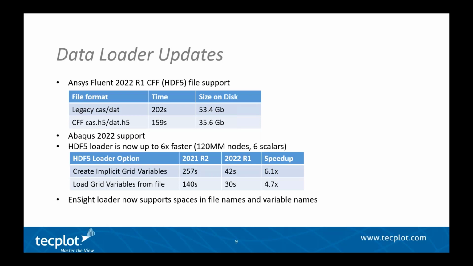We saw that speed up was about 6x with this performance improvement, and this data file that came from the customer did have grid variables in the file, and when we loaded those directly, we saw a speed up of about 4.7 times. So if you are using that loader, it's a great opportunity to upgrade and get some performance improvements. Then the final major update is the Nsight loader.